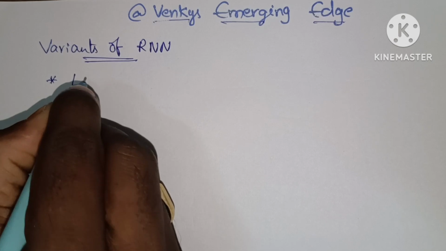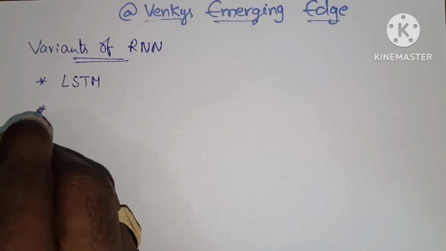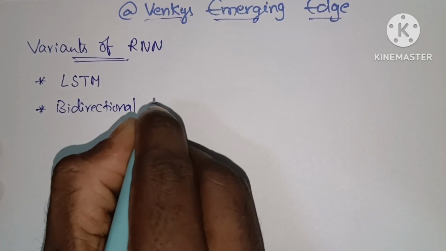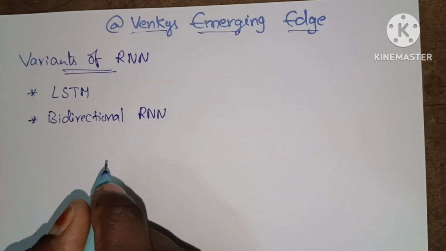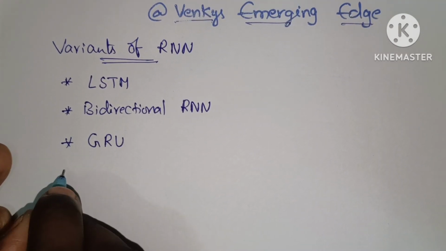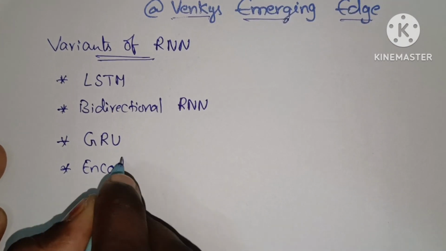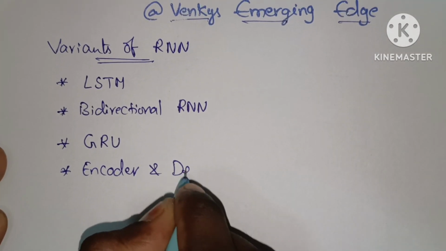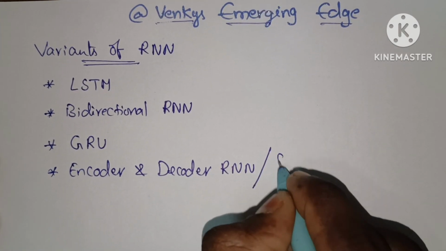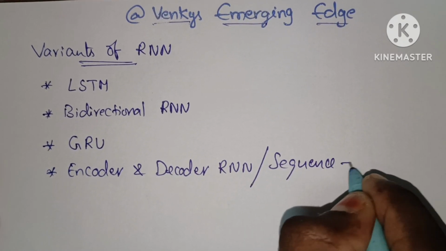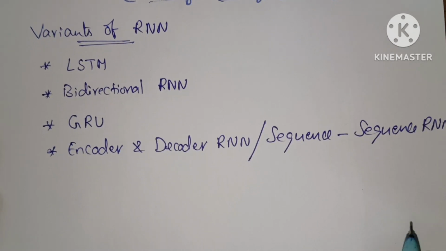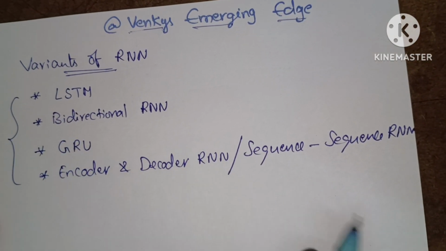The first one is LSTM. The second one is bidirectional RNN. The third one is GRU. And the next one is encoder and decoder RNN, or sequence to sequence RNN. So these are the main different variants of RNN.